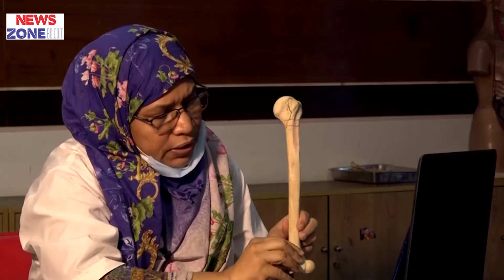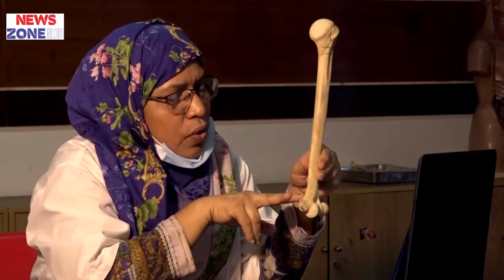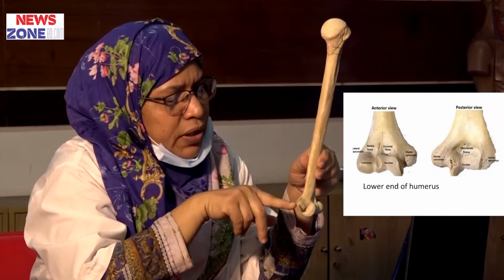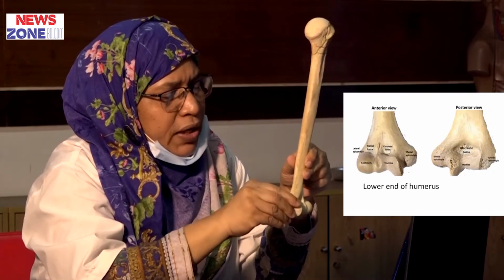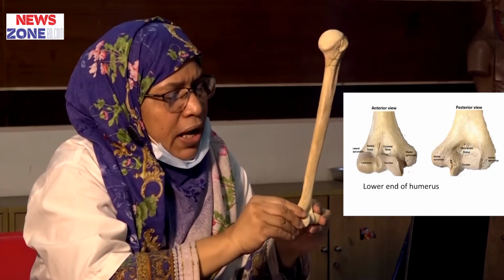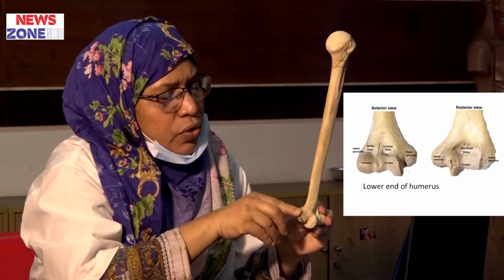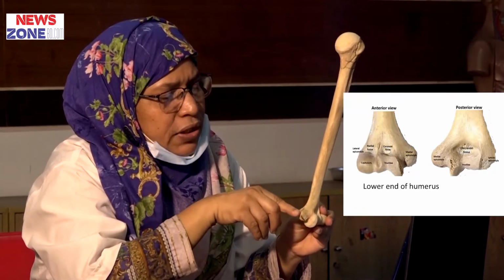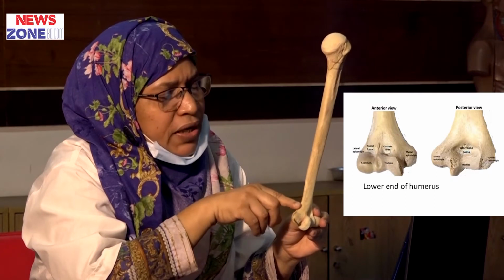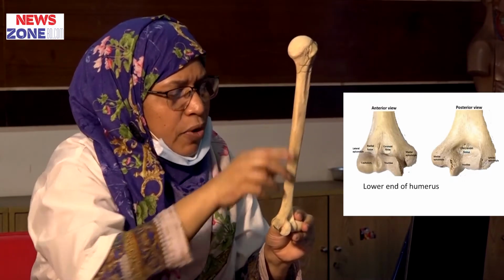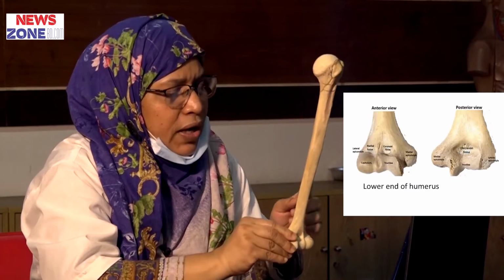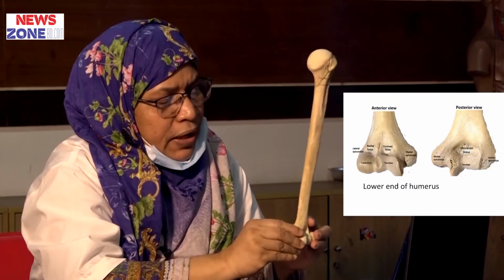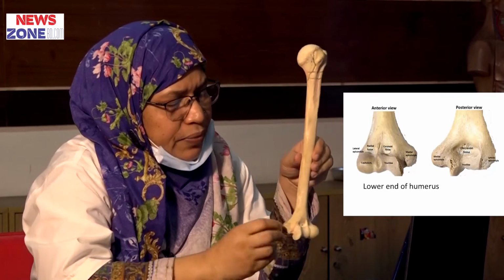And now there is the lower end. The lower end has two prominent epicondyles, the medial epicondyle is most prominent, and the lateral epicondyle. From the epicondyles going upward there is a ridge, the supracondylar ridge. Medial supracondylar ridge, medial border, lateral supracondylar ridge, lateral border.